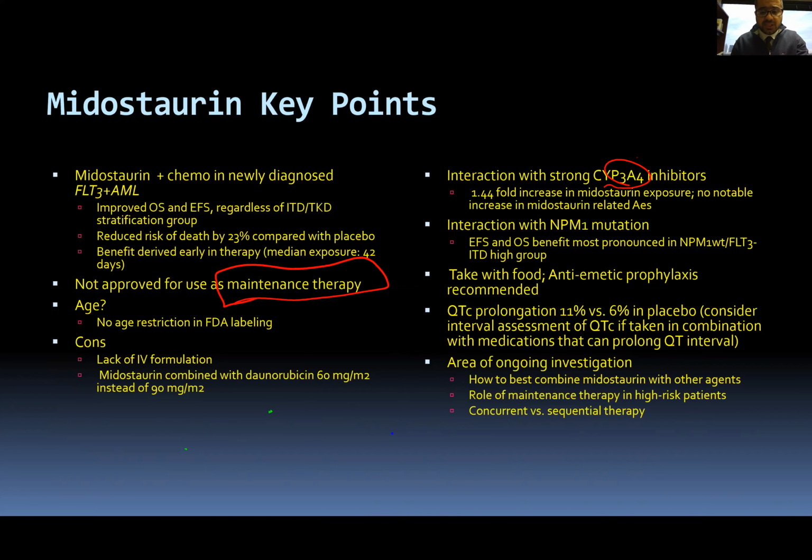Role of maintenance therapy in high-risk patients. Those in high risk, should we put them on it as a maintenance? Should we put them on maintenance for 6 months, 1 year, 2 years, forever? I don't know. Clinical trials will tell us. And then concurrent versus sequential therapy is another question.